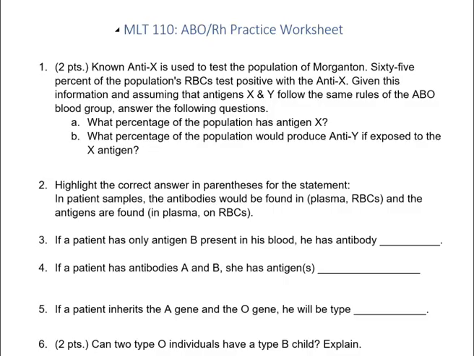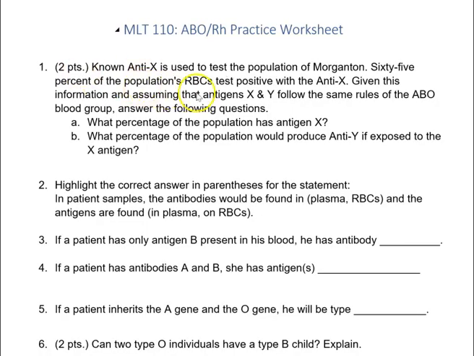Known anti-X is used to test the population of Morganton. 65% of the population's red blood cells test positive with anti-X. Given the information and assuming that the antigen X and Y follow the same rules of the ABO blood group, answer the following questions. And before we go on and answer the questions, this question usually always trips students up. So let's look at the information given just a little bit closer. Remember, anti is referring to antibody. Antibody X is used to test the population of Morganton.